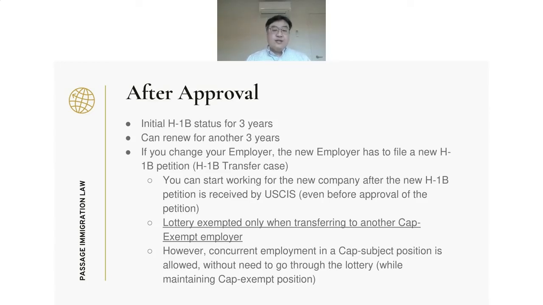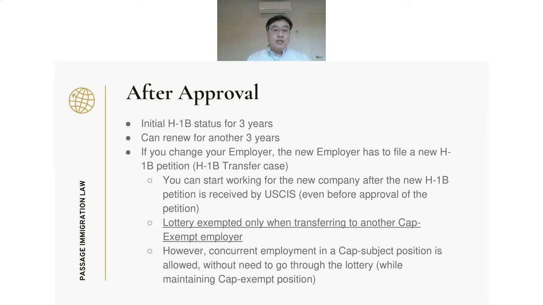However, one piece of good news is that, though it can be rare, there is concurrent employment, meaning you can have two employers at the same time. Of course, it is possible only when your employment is part-time. So let's say 20 hours for employer A and another 20 hours for employer B. For this concurrent employment, you can have a second employer which is cap subject without having to worry about the lottery and all the H1B season. So that's pretty good news.